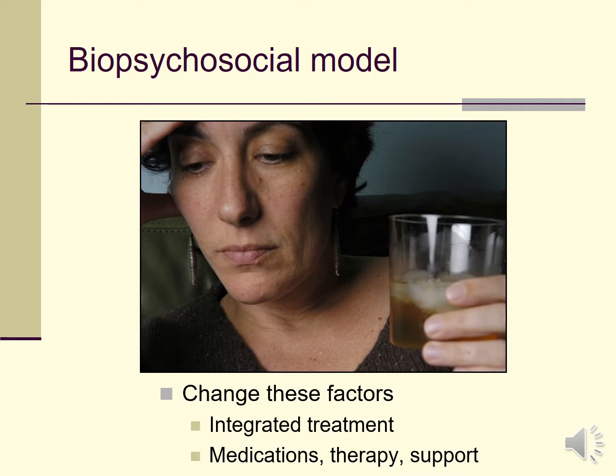Ideally, what we would like to do is plan a type of treatment, an integrated treatment that addresses all or most of these factors. That's not always possible, but ideally what we'd like to do is provide for someone medications that help address the various biological factors that may be influencing their drug use, therapy, psychotherapy that addresses some of the psychological factors, and social support that addresses some of the social factors.